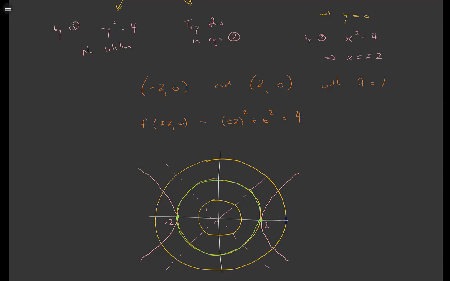Alright, so that's all I wanted to do in this example, was walk you through the process of using the method of Lagrange multipliers with a relatively simple function and constraint, and give you some geometrical insight into how it works. But I'll stop there. Thanks.